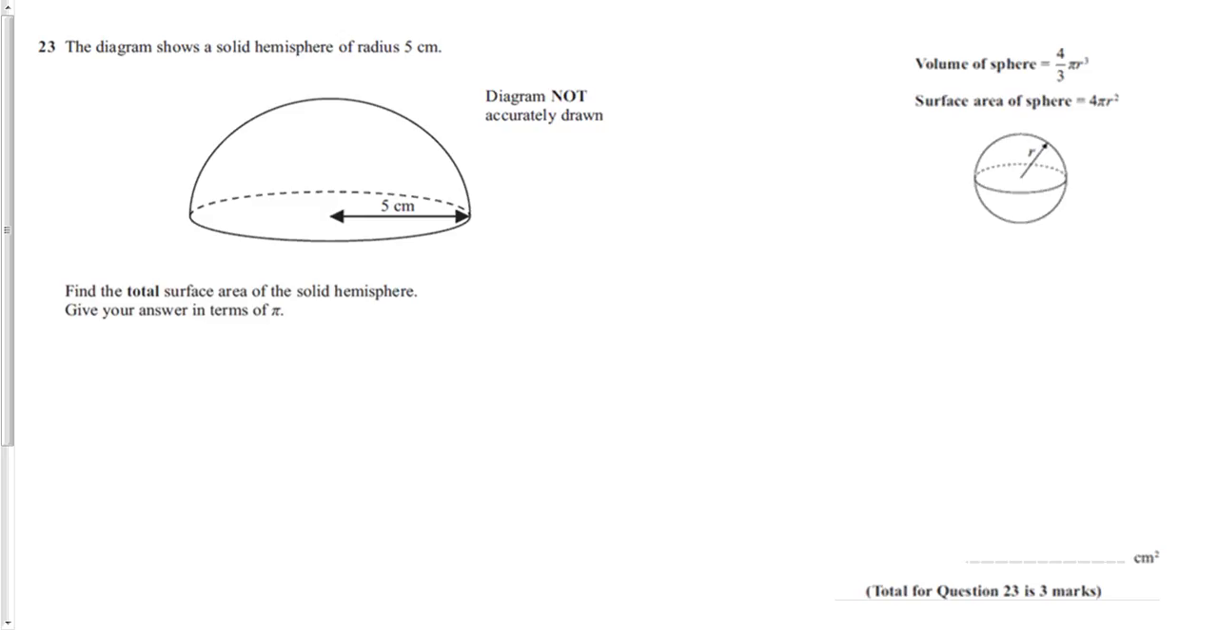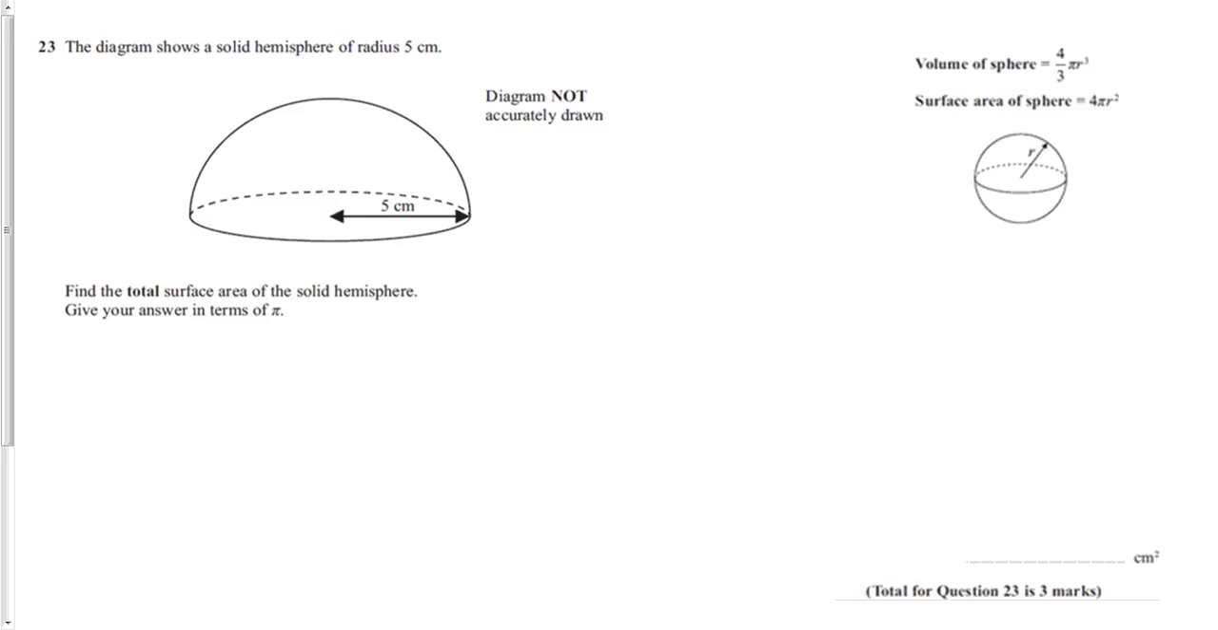So, next question. Again, this question was a little bit harder, and the hardest part was knowing that you had clues at the front of your paper. We've got a diagram that shows a solid hemisphere, which is half of a sphere, half of a 3D circle or a ball. We're going to find the total surface area.